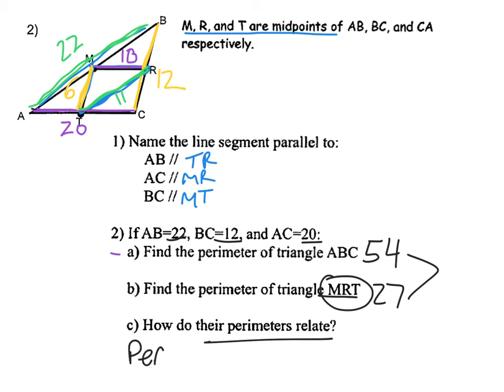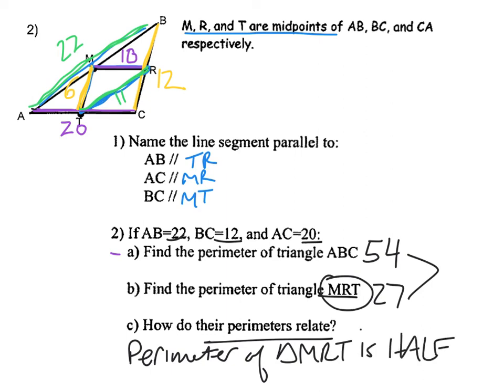Perimeter of triangle MRT is half of triangle ABC. So if each midsegment is half of its opposite side, it should make sense that the perimeter of that triangle created by midsegments is going to be half of the total perimeter.